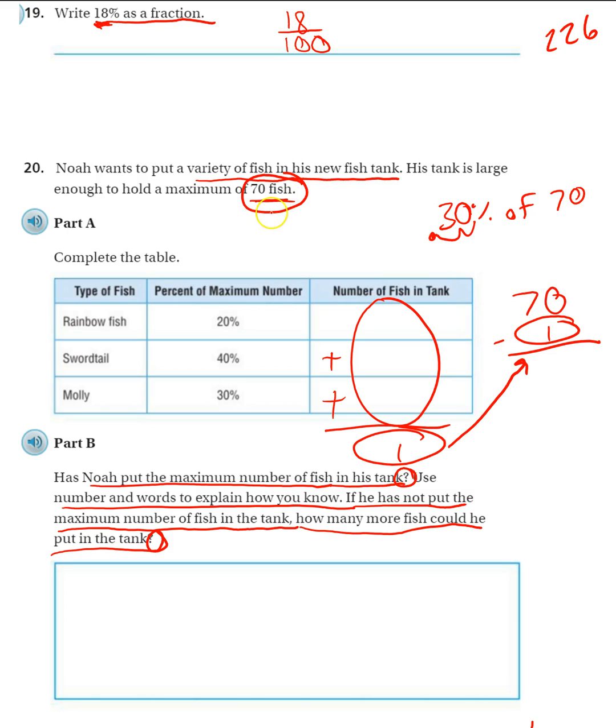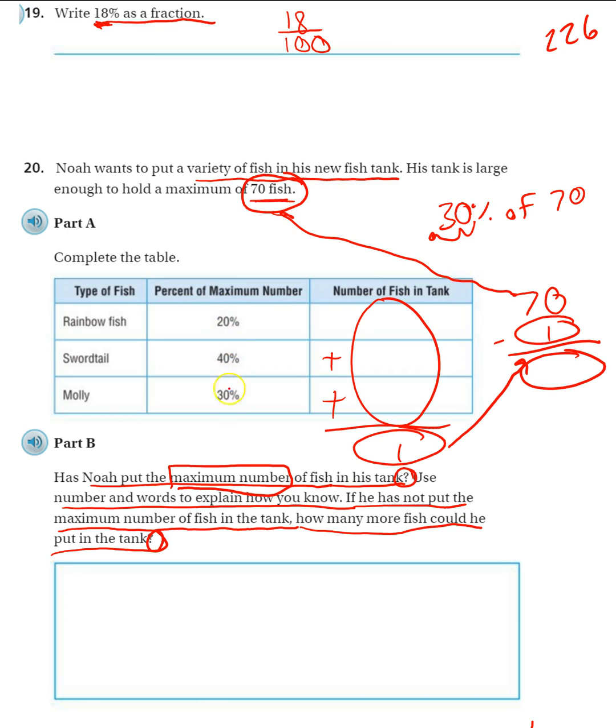So 70, the total number of fish, minus how many fish he has in the tank, and you're going to get an answer here. If this answer is 70, then he has the maximum number of fish that he can have. If this answer is less than 70, then he does not have the maximum number of fish he can have. And in fact, I know for a fact that this is not going to be 70.